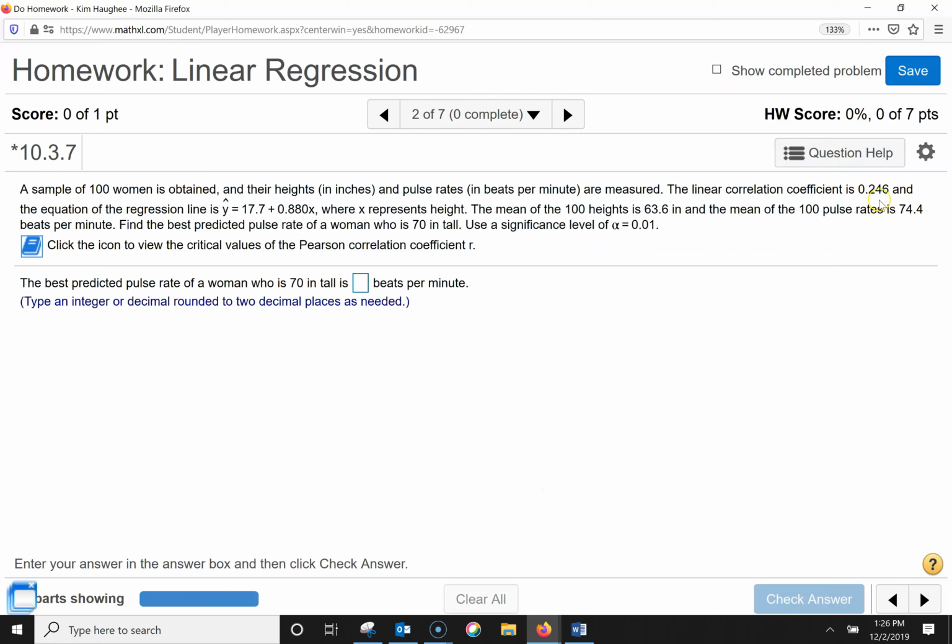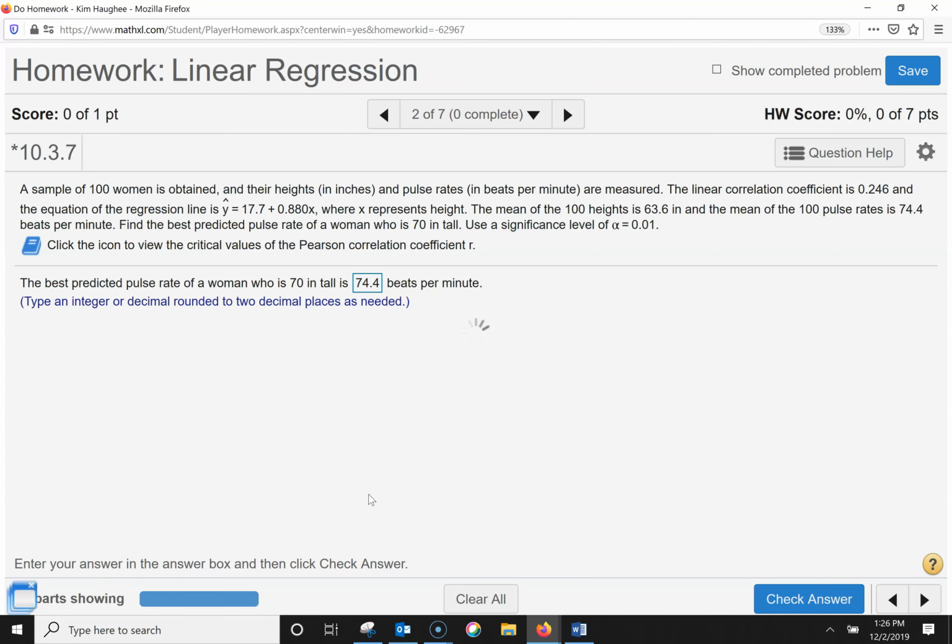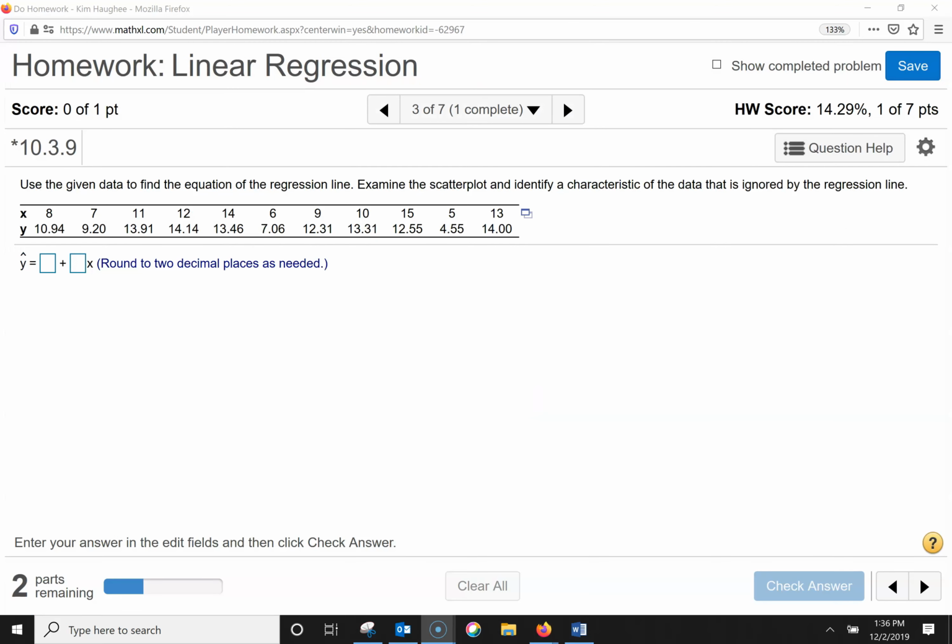We then notice that our correlation coefficient was 0.246, which is not stronger than the 0.256. Which means that we need to use the mean of the 100 pulse rates, which is 74.4.